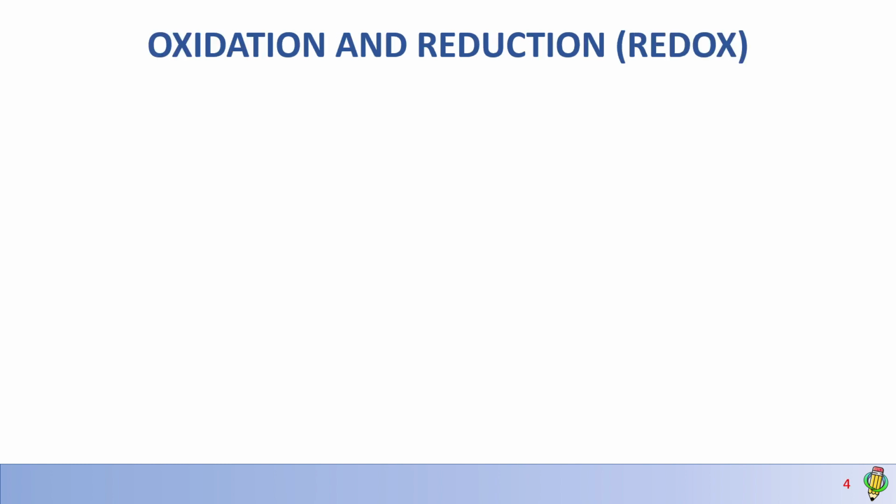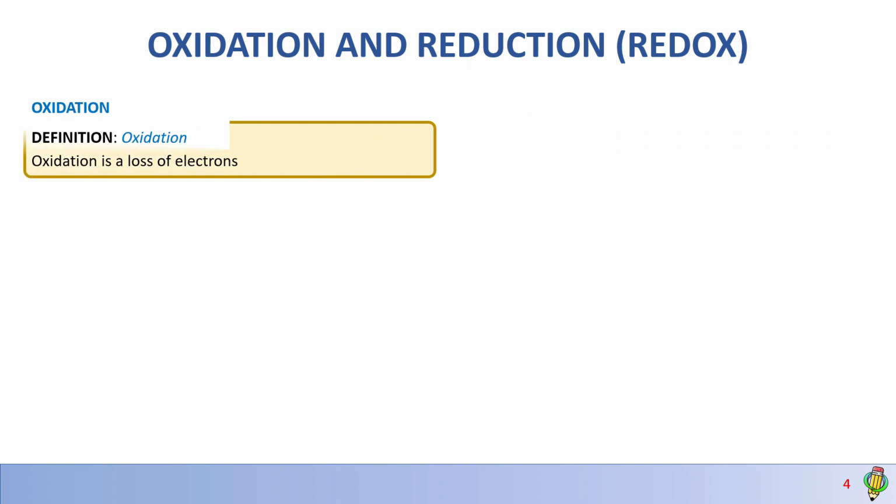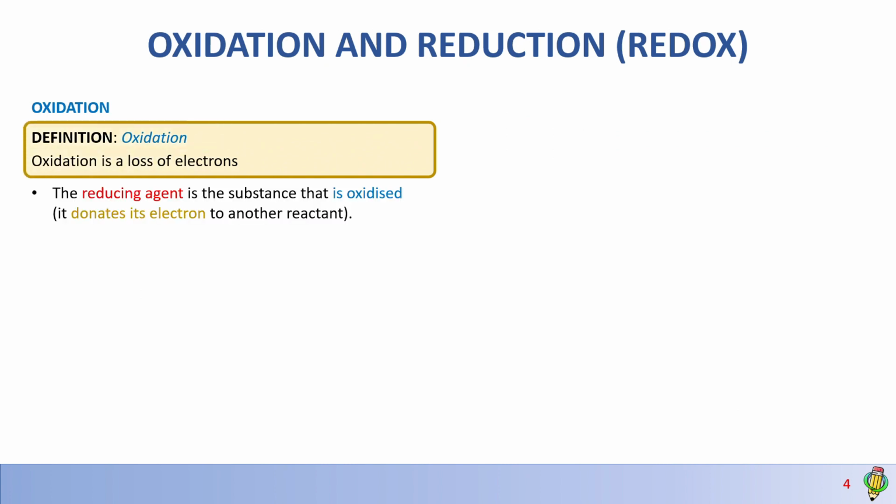Let's revise the oxidation and reduction reactions, also called redox reactions. Oxidation is defined as the loss of electrons. When a substance is oxidized, we call it a reducing agent because it donates its electrons to another reactant. Oxidation is associated with an increase in oxidation number, which we'll look at the rules of later on.